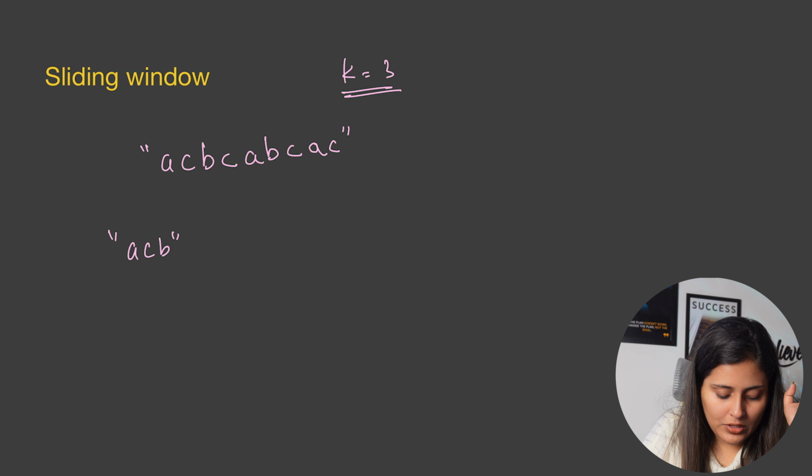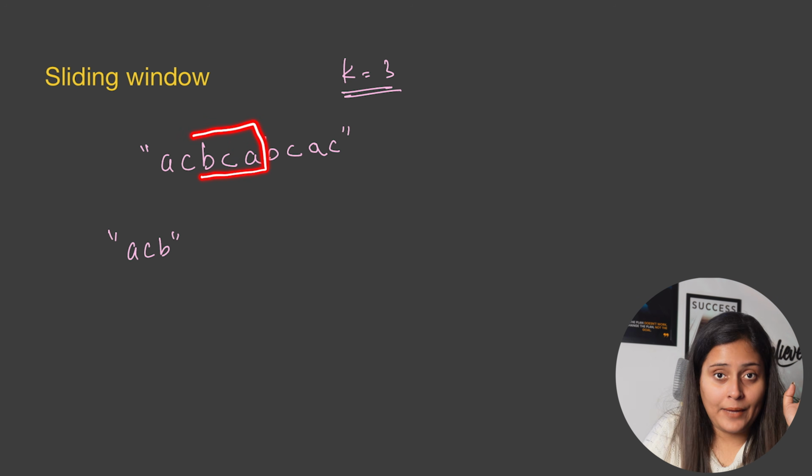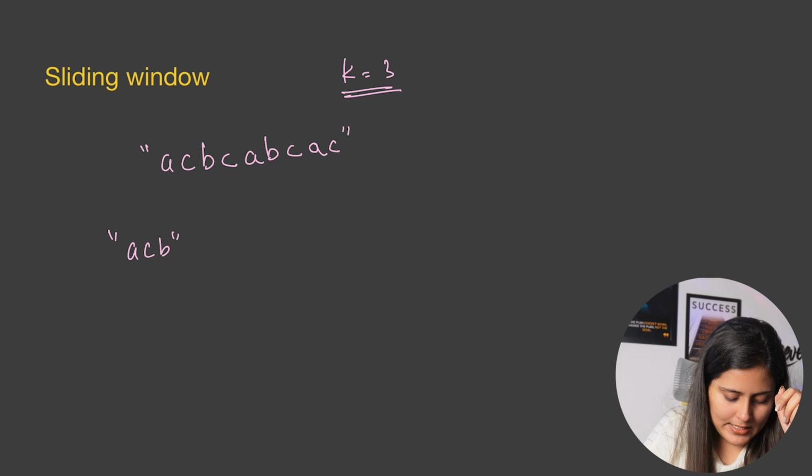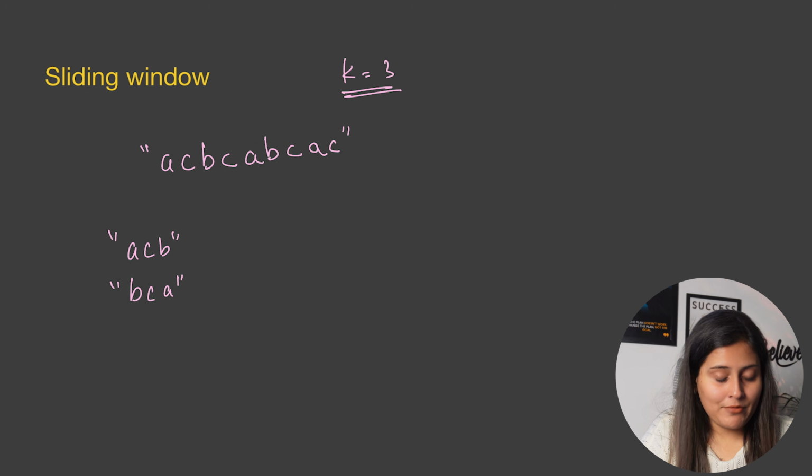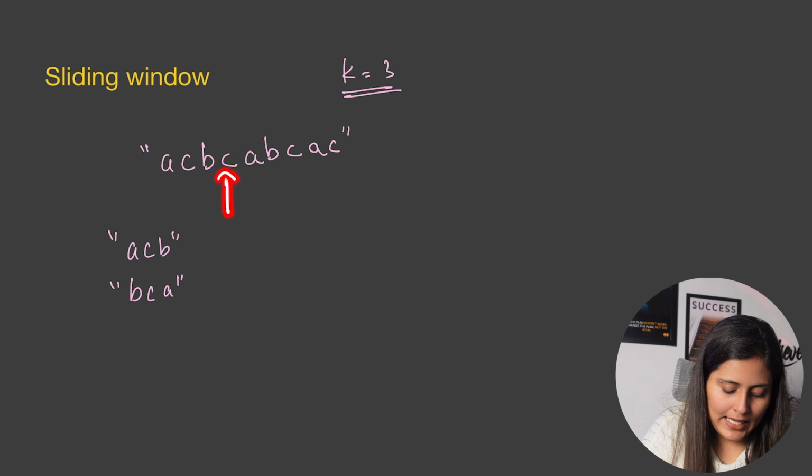Next time we will move to the third and we get BCA. Here also all frequencies are 1, so we can consider this as a valid substring. So this we will count: B, C and A. Next time we will move to C and we will see C, A, B.